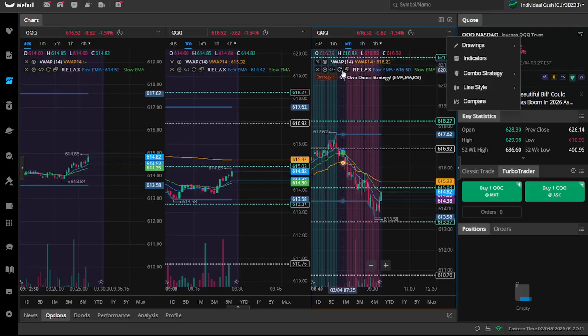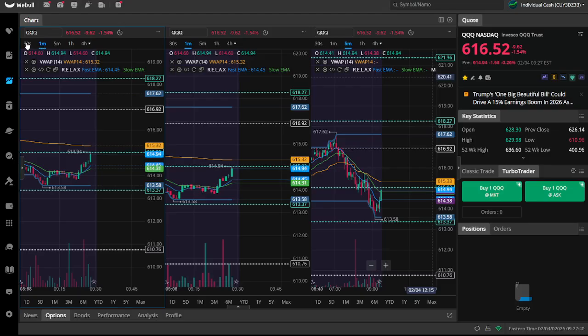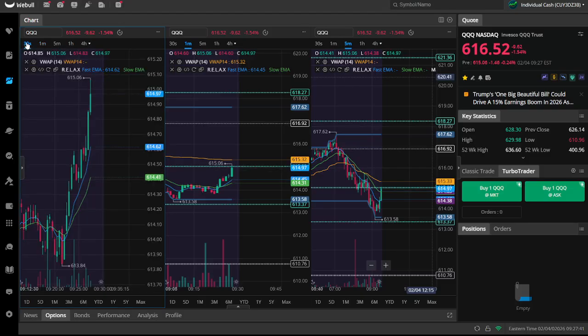I'll turn it off right here. That might actually help me. I'm just using the EMA 9, EMA 20, and levels that I've already marked on the chart. That's it. Not sure why the levels don't appear on the 30-second chart, but big deal.